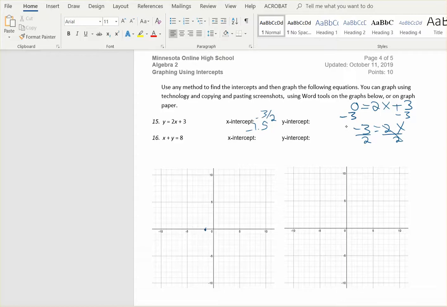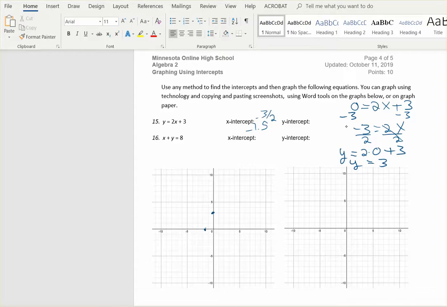Now I'll find the y-intercept. I'm going to find the y-intercept by letting x be 0. So 2 times 0 plus 3. So the y-intercept is just 3. Y equals 0 plus 3 simplifies to y equals 3. I don't have to do anything else. So I go up 1, 2, 3, and I put a point.